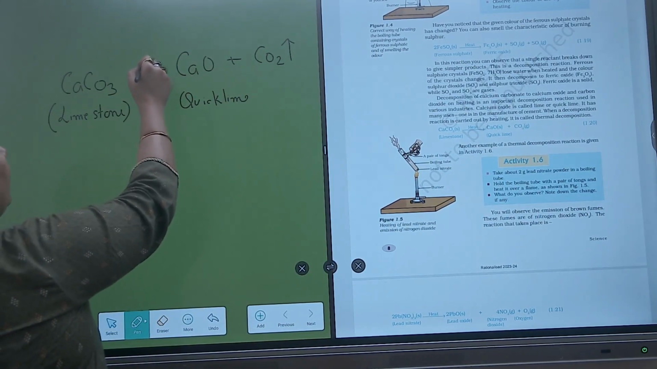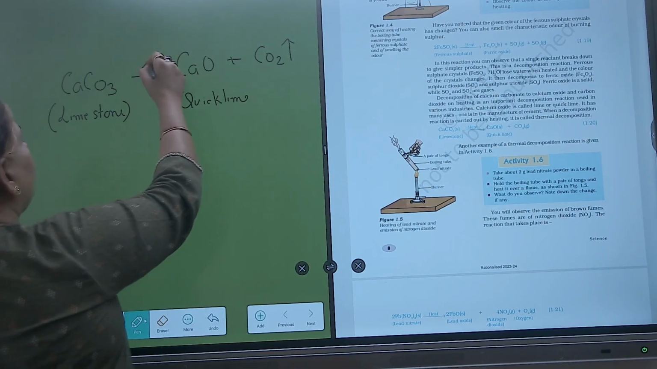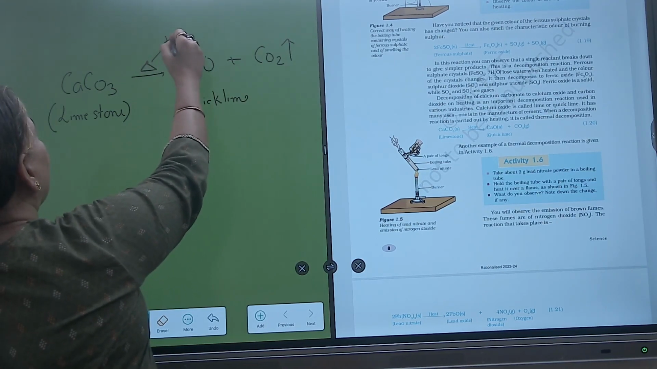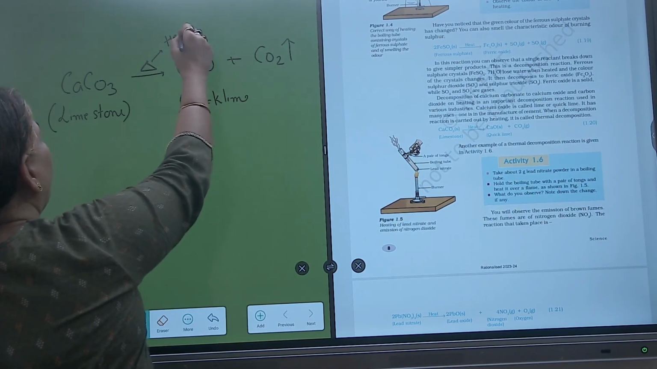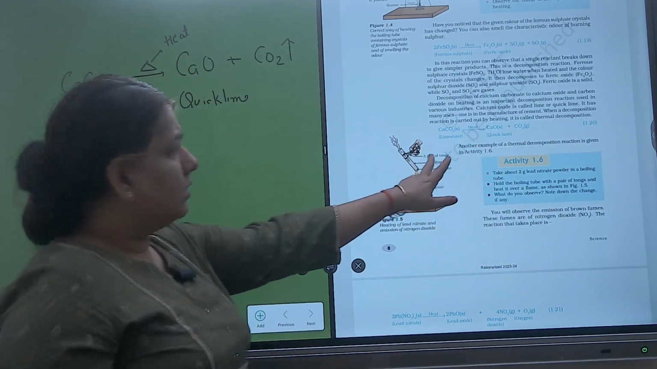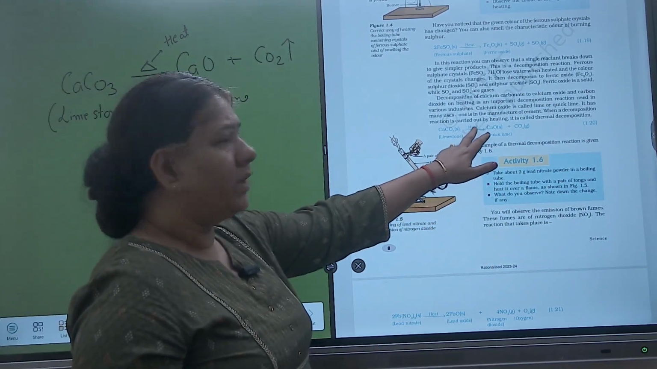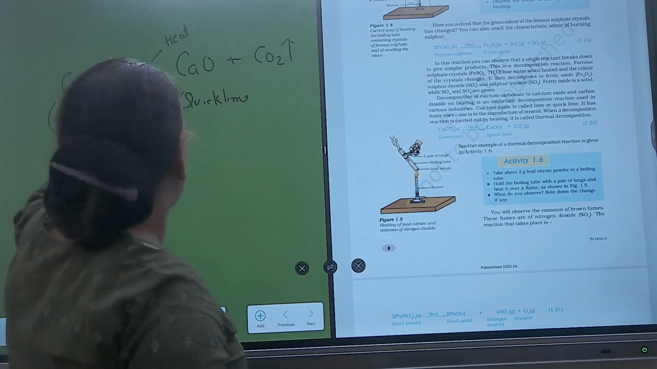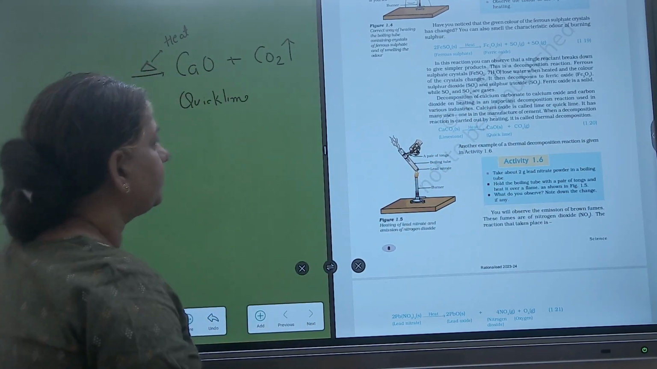This triangle represents heat. So you can write it in words as it is mentioned in the book, that above the arrow you write heat or you put this symbol of triangle.